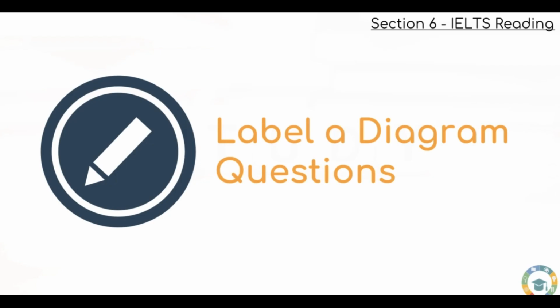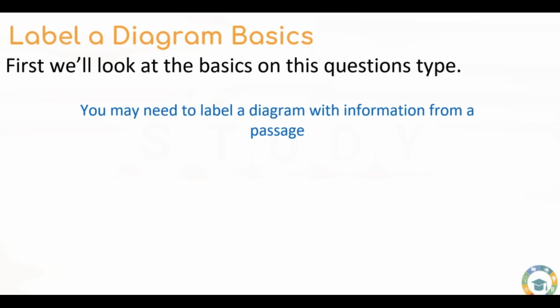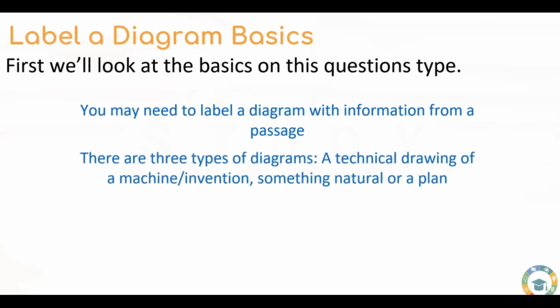In this lesson, we'll be looking at strategies for answering the IELTS reading question, label a diagram. As always, let's begin by looking at some basics for this question type. In your IELTS reading test, you may be asked to label a diagram with information from a passage that describes this diagram you're given. I say you may need to do this question type as there's probably an equal chance that you will see it on the day of your test.